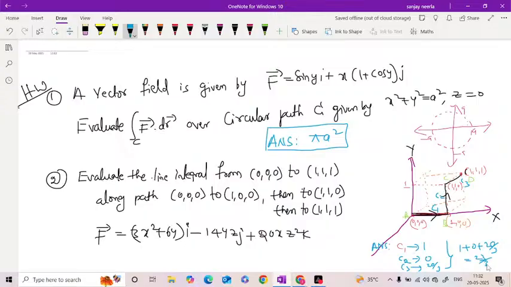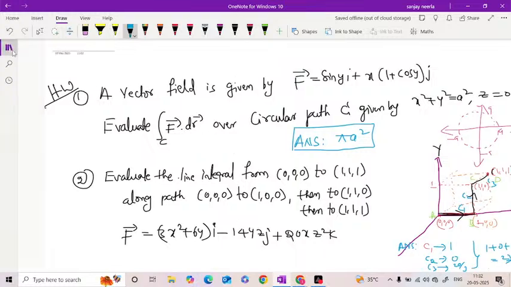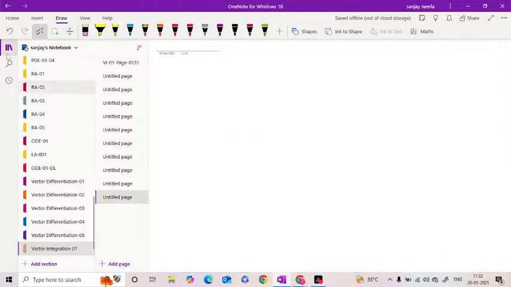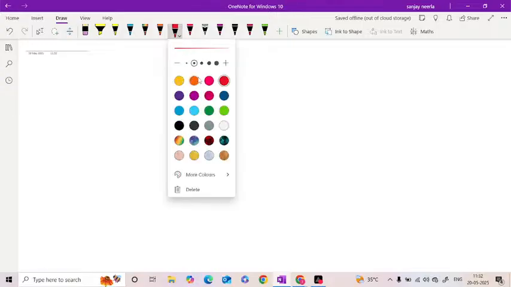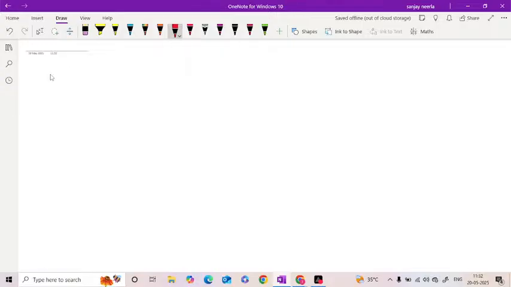Okay, I will give the 2 more problems. I will give them in multiple choice, write them down. Okay, now third problem is along the curve.